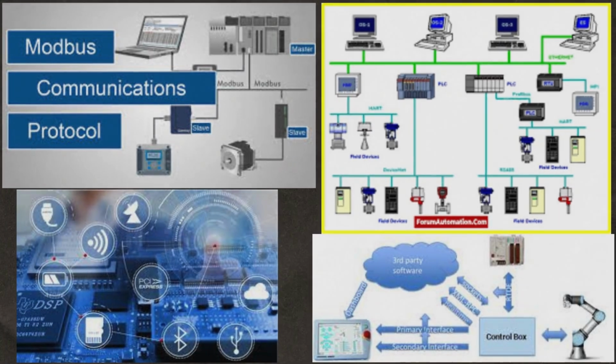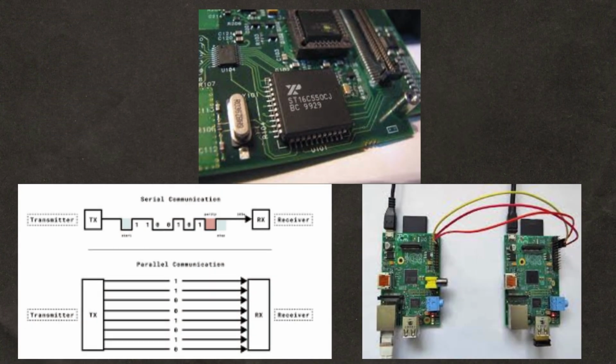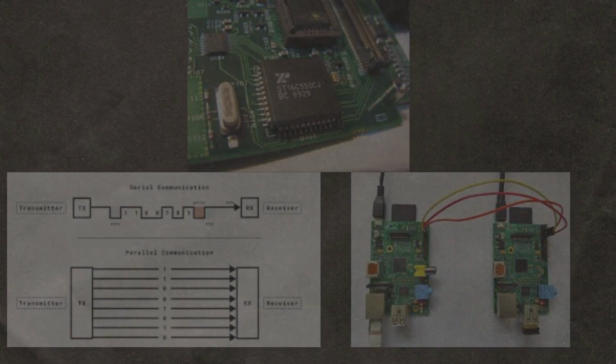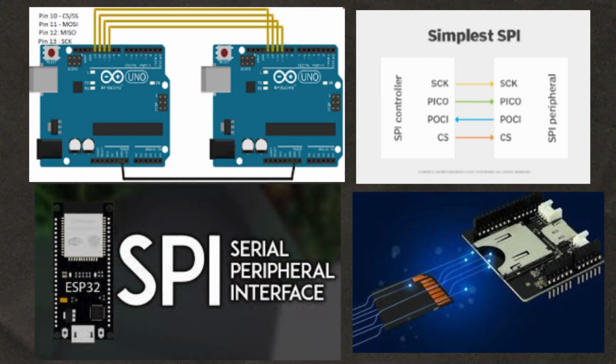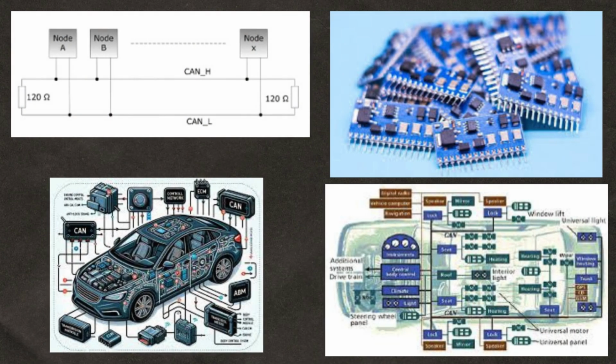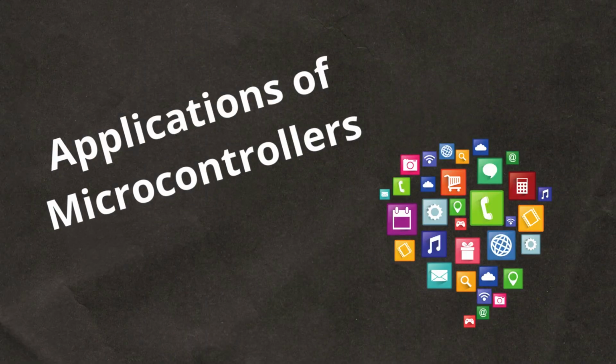Communication interfaces. UART, Universal Asynchronous Receiver Transmitter, used for serial communication. I2C, Inter-Integrated Circuit, allows communication between multiple devices using two wires. SPI, Serial Peripheral Interface, a high-speed interface for communication with sensors, displays, and memory. CAN, Controller Area Network, a protocol widely used in automotive and industrial applications.